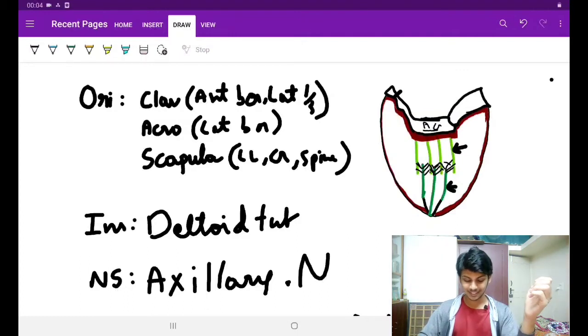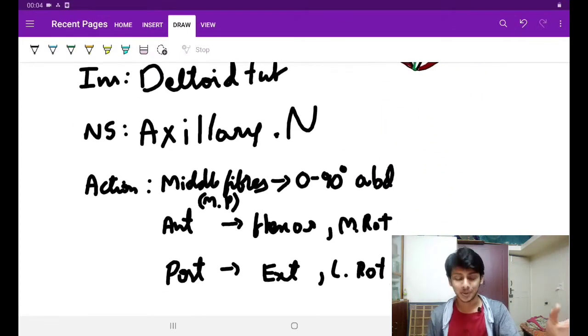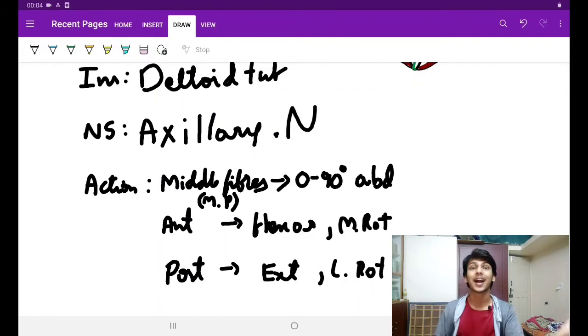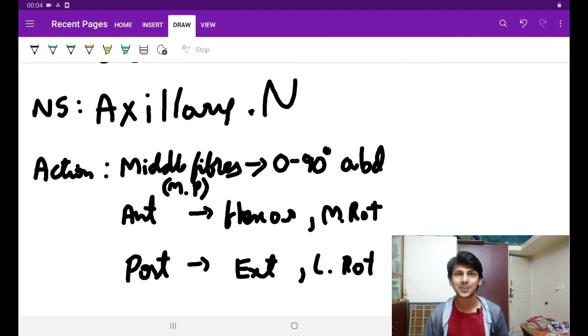See guys, that was the nerve supply of the deltoid muscle. Then what is the action of deltoid? Action. It is a chief abductor of shoulder joint, isn't it?